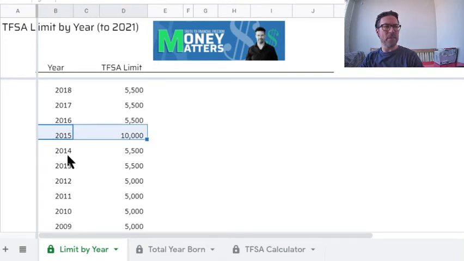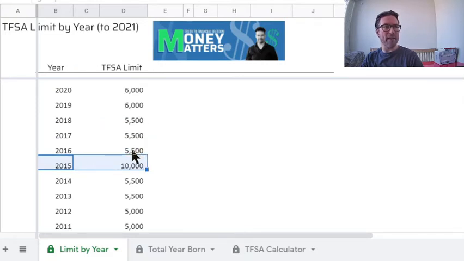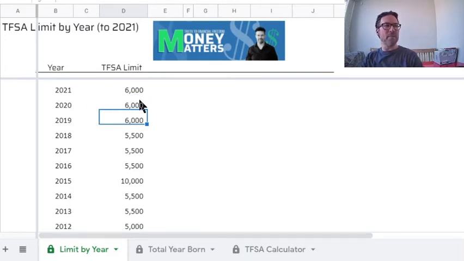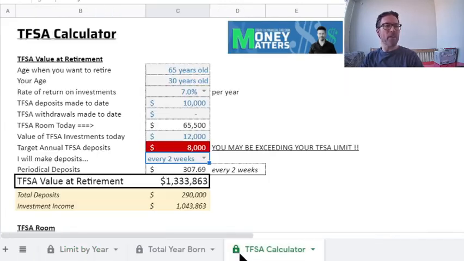2015 is an anomaly because it was an election year, so they were trying to score some brownie points. So they bumped that up to 10,000, and then it went back down to 5,500 for another 3 years. And then in 2019, look, it went up to 6,000. So, in a few years, this may be bumped up to 6,500, 7,000, who knows? But the calculator assumes that the limit will stay at 6,000. So it's a conservative, prudent approach. But keep that in mind.